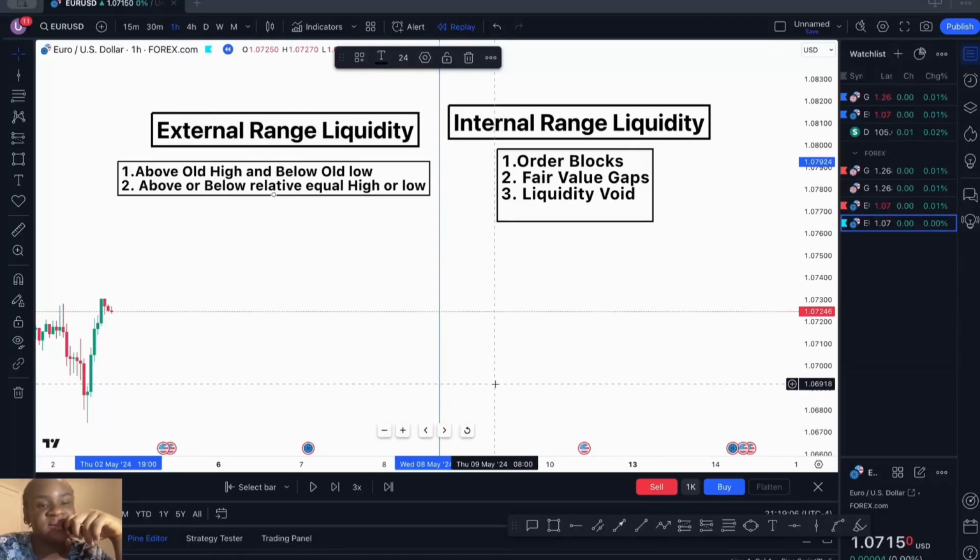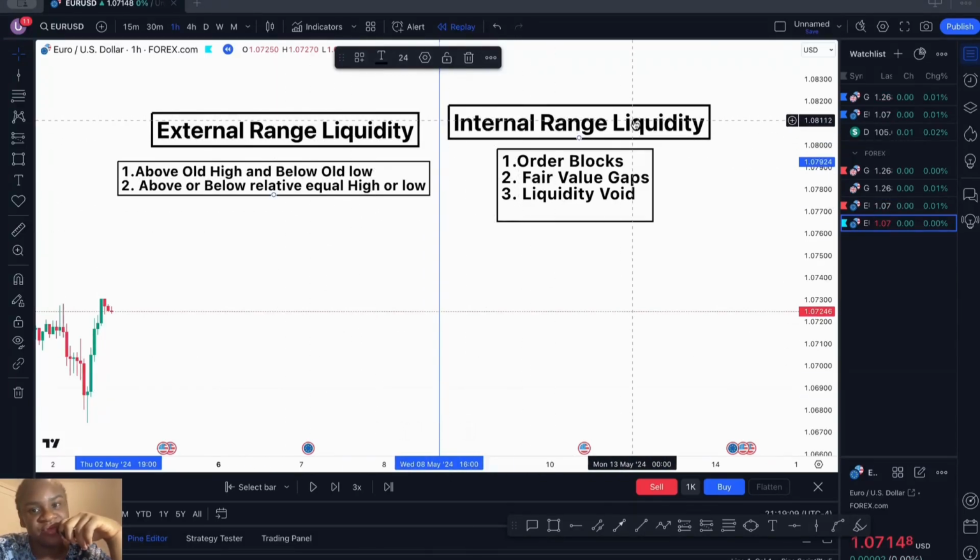So today's topic is external range liquidity and internal range liquidity.